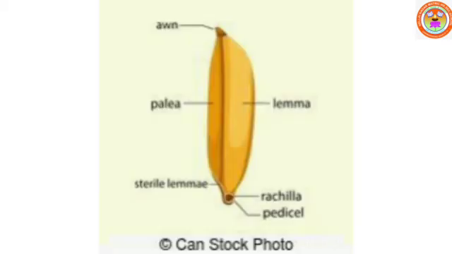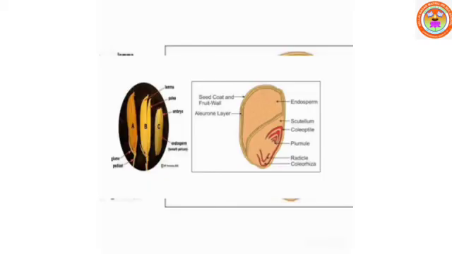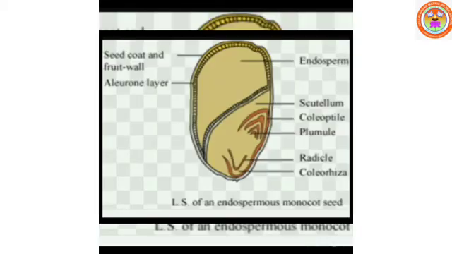The shield-shaped cotyledon called scutellum supplies the growing embryo with food material absorbed from the endosperm with the help of the epithelium.